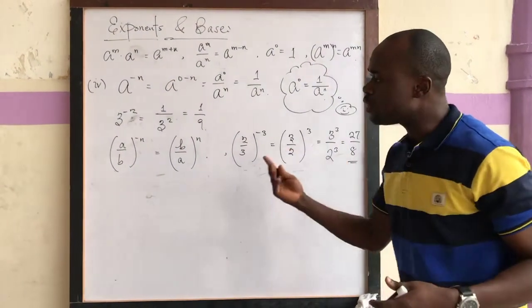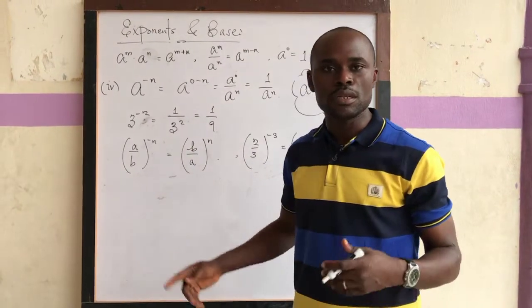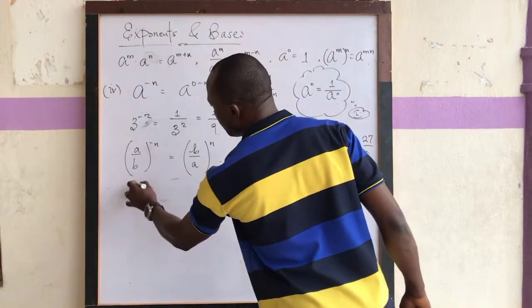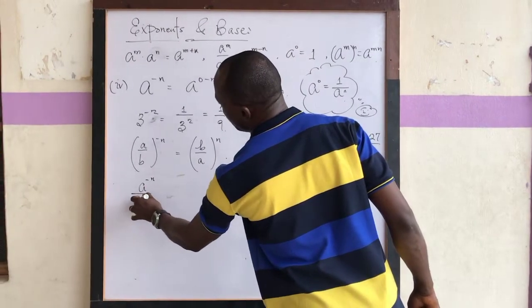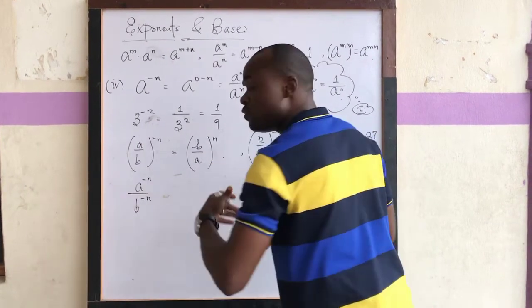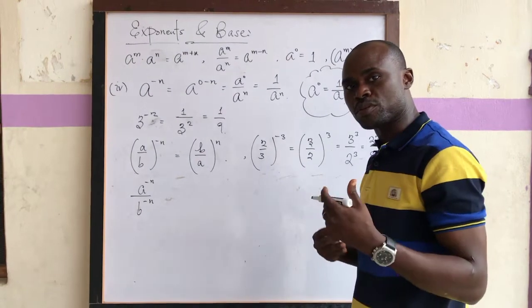But the candid question is that how did this become this? It is obvious. It's obvious because this is simply a raised to the power of minus n over b raised to the power of minus n. That is if we are to share the powers as we talked about in the first video.